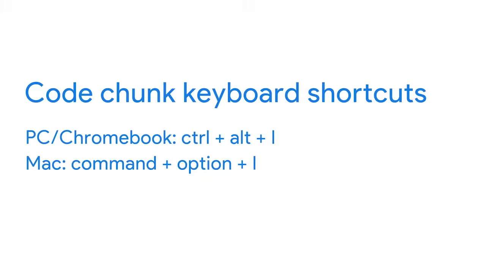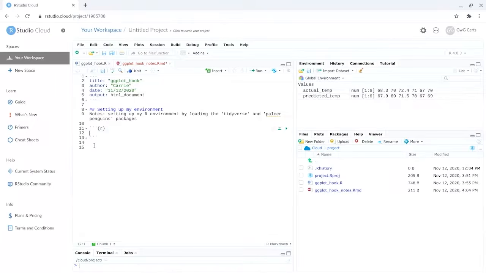Or you could use the keyboard shortcuts Control plus Alt plus I on a PC or Chromebook and Command plus Option plus I on a Mac. Since we're in RStudio, the code menu works just fine.